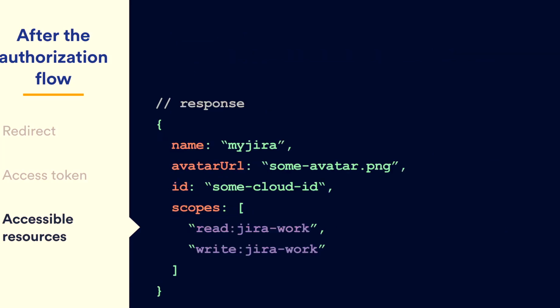The response to this request is going to be something like this. So we have some information about the Jira instance. And important here, we have the ID. So we're going to use this. This is the Cloud ID. Also, we have the scopes. So for this token, you know which parts of the API you can make requests to. OK, cool. Now we have the Cloud ID. We have the list of scopes. We know what we can access.